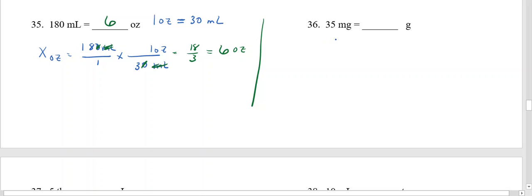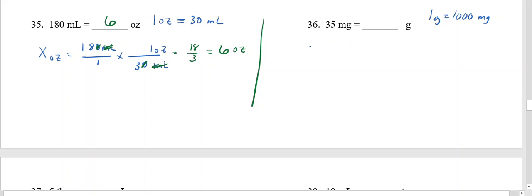Now the next one, we want to go milligrams to grams. Okay, let me start this one again. I was distracted for a moment. Right, we know our conversion is 1 gram equals 1,000 milligrams.